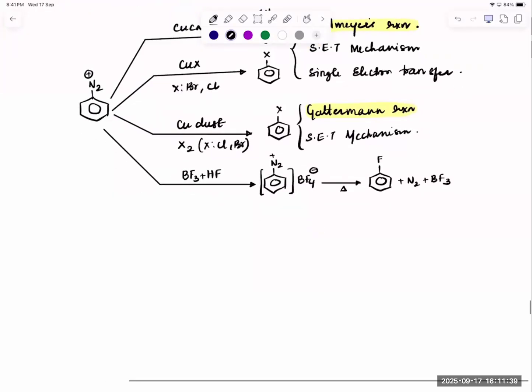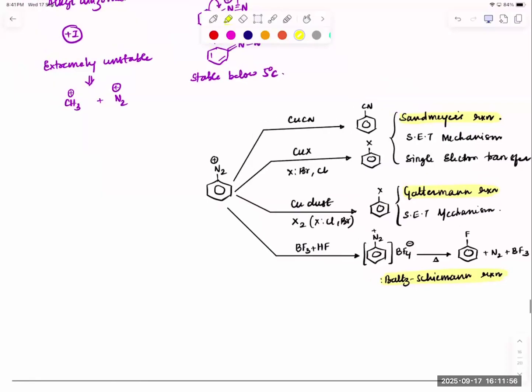And this is called the Balz-Schiemann reaction. These are important name reactions for diazonium salt. Remember that.